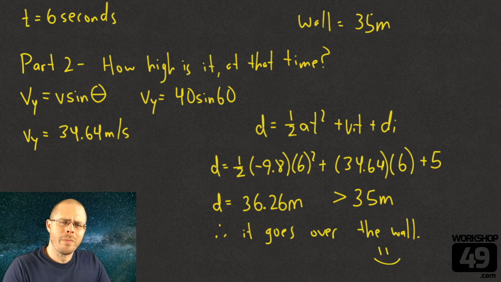And some folks might ask, what if the projectile never even made it to the wall? We solved that it takes 6 seconds, but it actually doesn't matter whether it made it to the wall or not. If the projectile hadn't even made it to the wall, when you filled in for distance, you would have gotten a negative number. And negative just means it would have hit the ground before it got to the wall. You still would have gotten a number less than 35, which still meant that it didn't get over the wall.